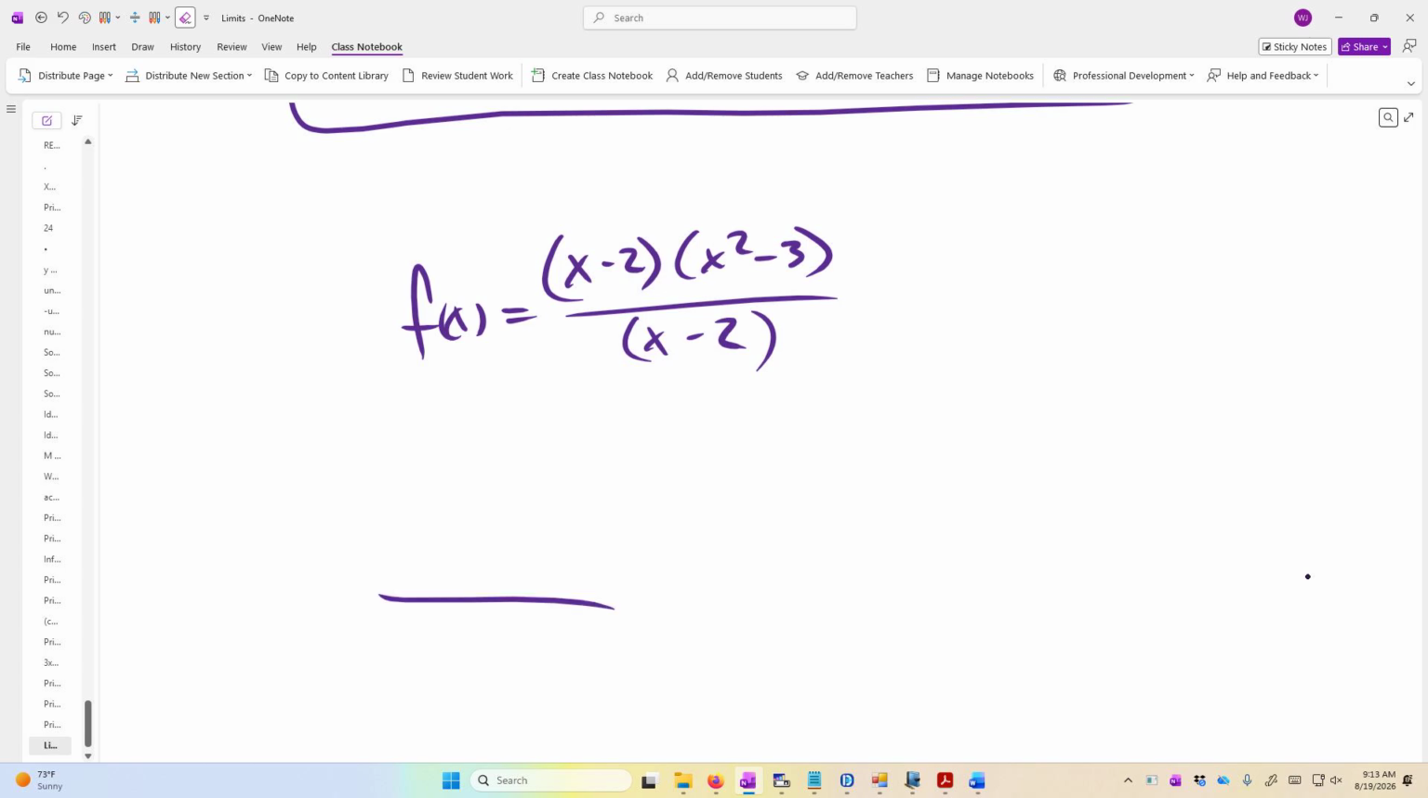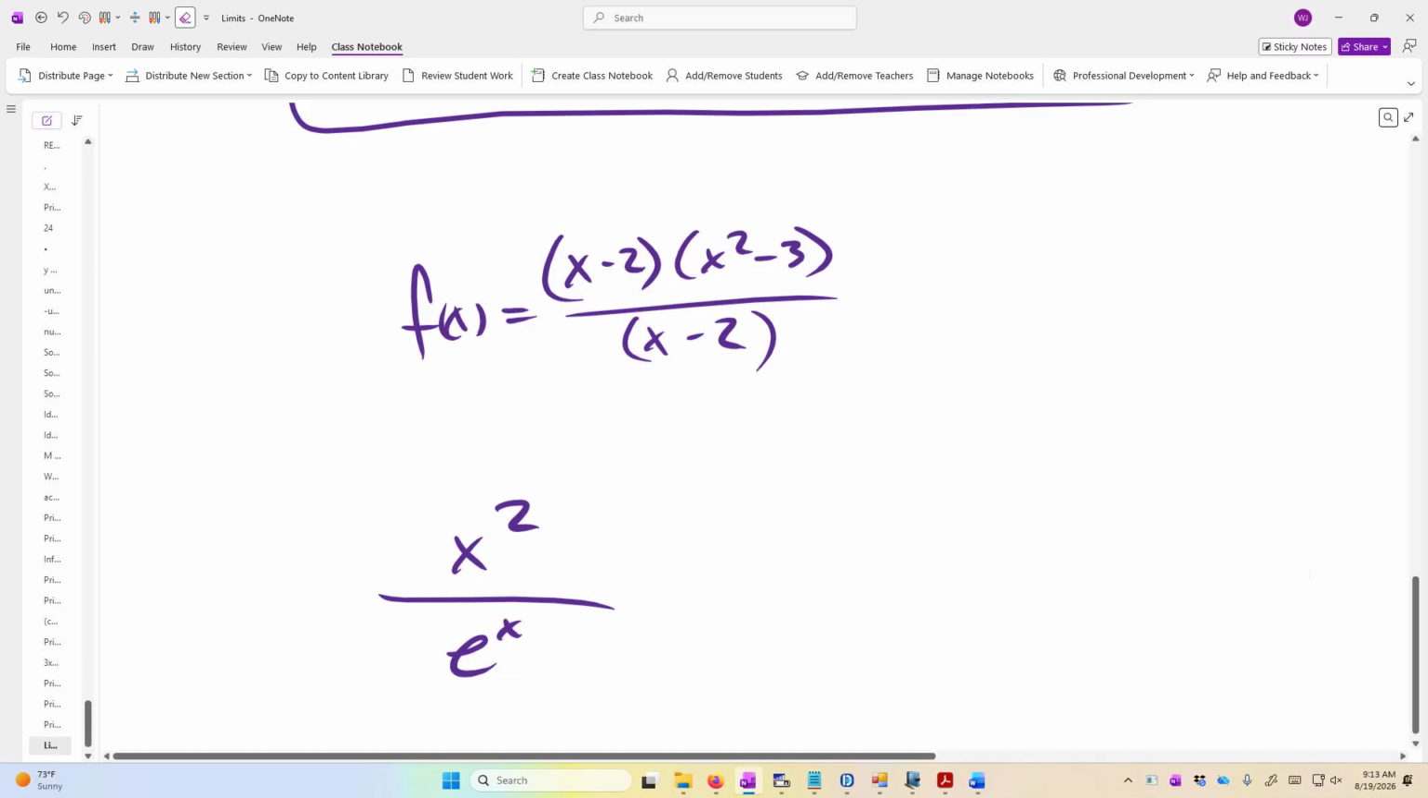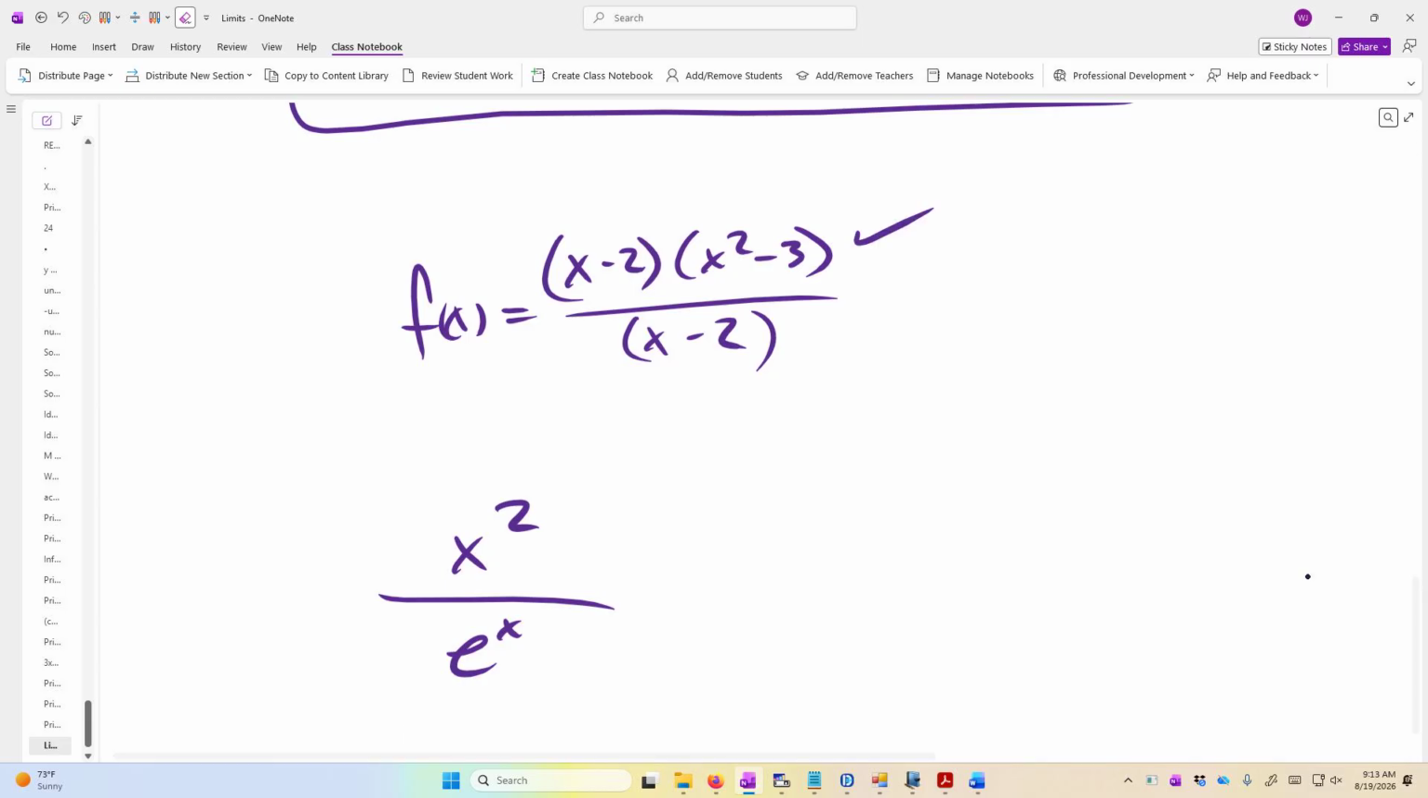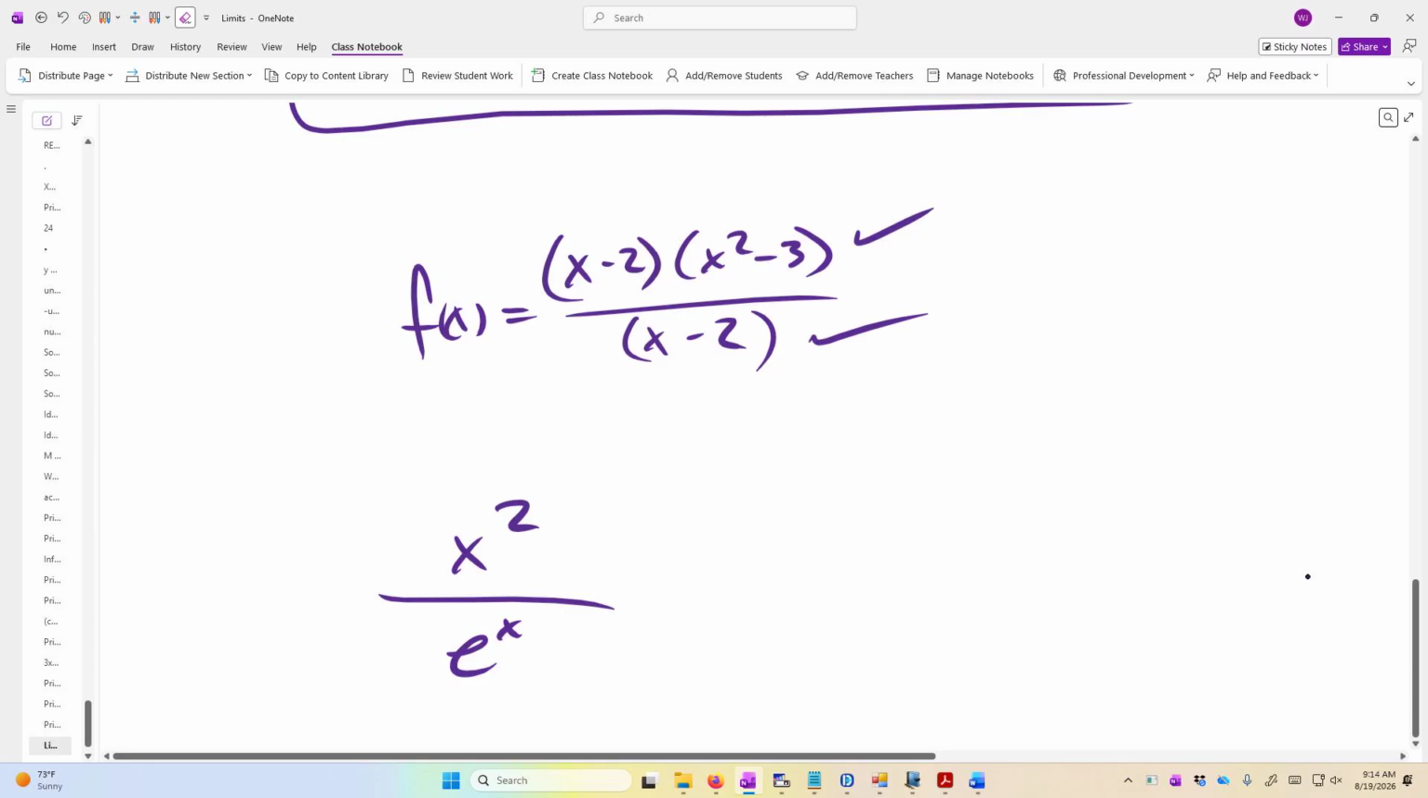Okay, like x squared over e to the x is not a rational function. It's not just a ratio of functions, not just expressions. This is an expression. Ratio of two polynomials. Thank you. As long as these are both polynomials, it's called a rational function.